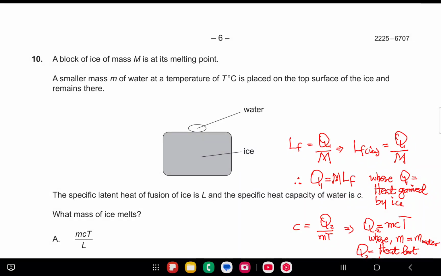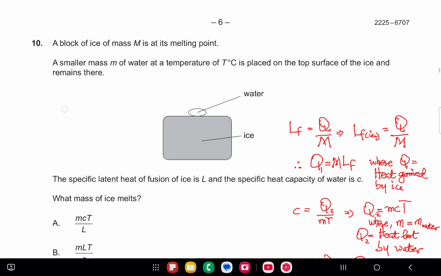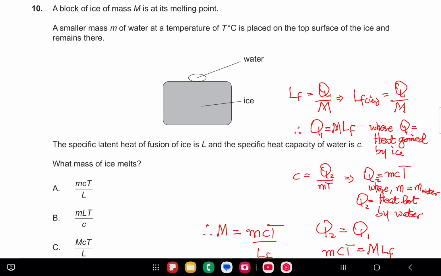Question number 10. A block of ice of mass m is at its melting point. A smaller mass m of water at a temperature of T degrees Celsius is placed on the top surface of the ice and remains there. We are given that the specific latent heat of fusion of ice is L and the specific heat capacity of water is C. We want to write an expression for the mass of ice that melts.